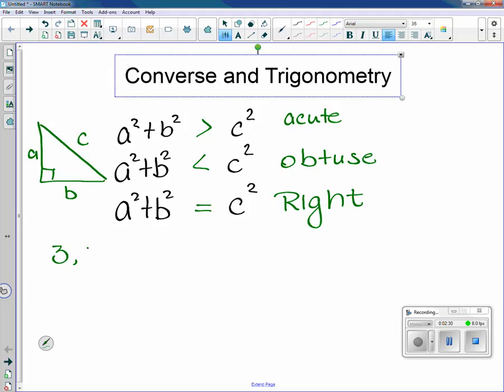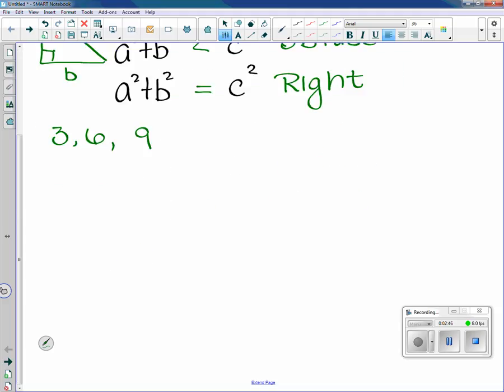3, 6, and 9. These are the lengths of my triangle. Just by looking at these lengths, which one is my hypotenuse? 9. Why is 9 the hypotenuse here? It's the largest. All right, so let's test it out. I'm going to do 3 squared plus 6 squared, and then I'm going to do 9 squared.